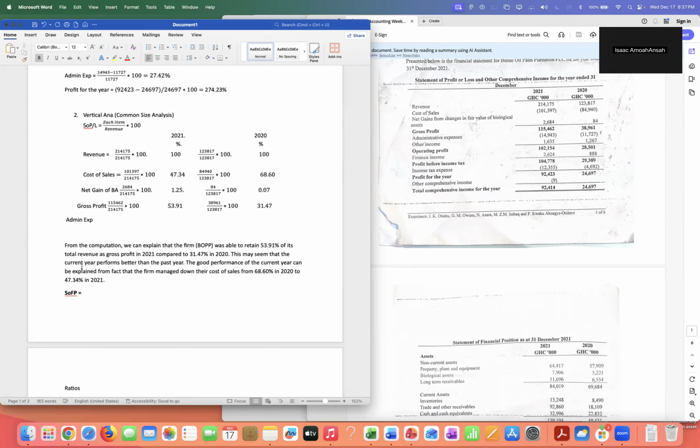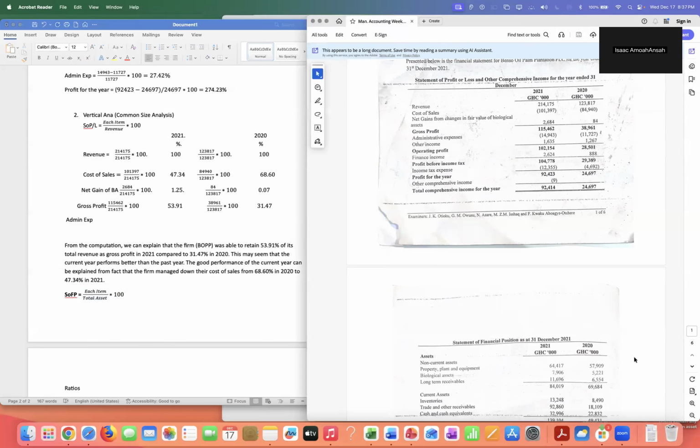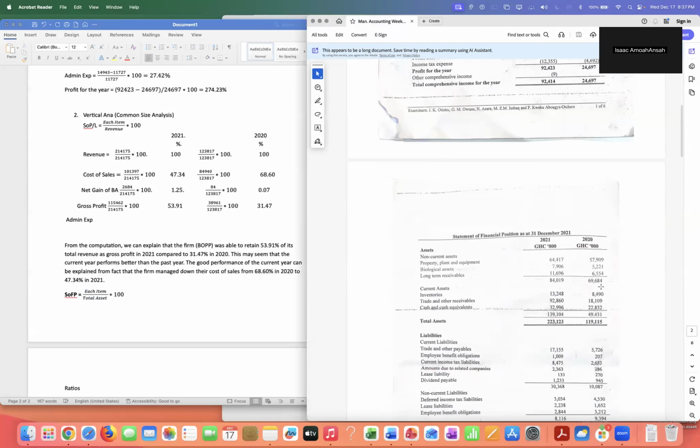The formula will then be each item, the same element, right? But because we don't have revenue on that list, the denominator will be the relevant item on the financial position. The relevant item there will be total assets. So it is out of our total assets that we can have the rest of the other elements. Total assets are the assets that the firm is using to trade, right? Your assets support the business, or it is out of your assets that you are trading.